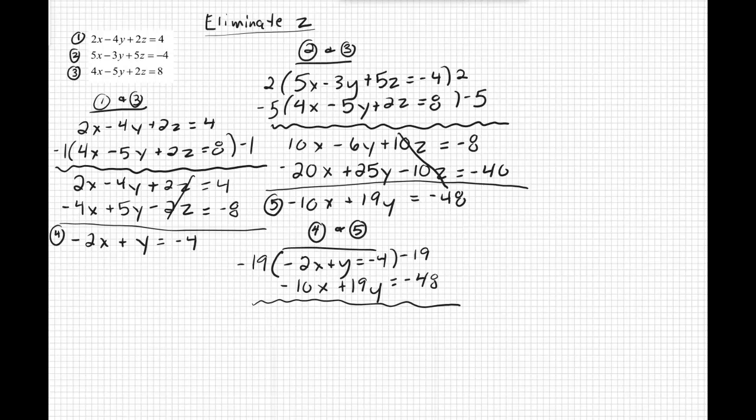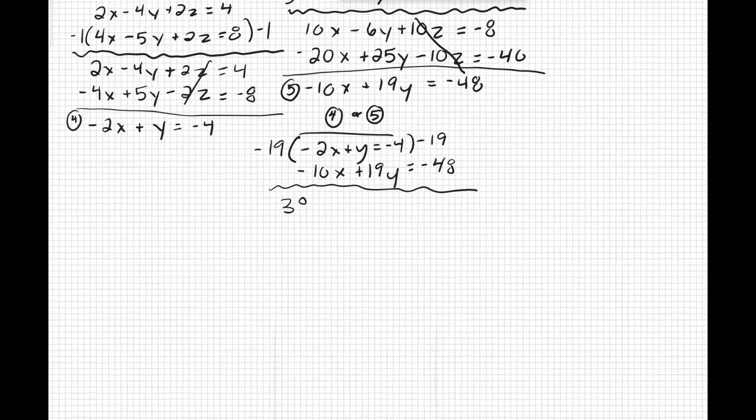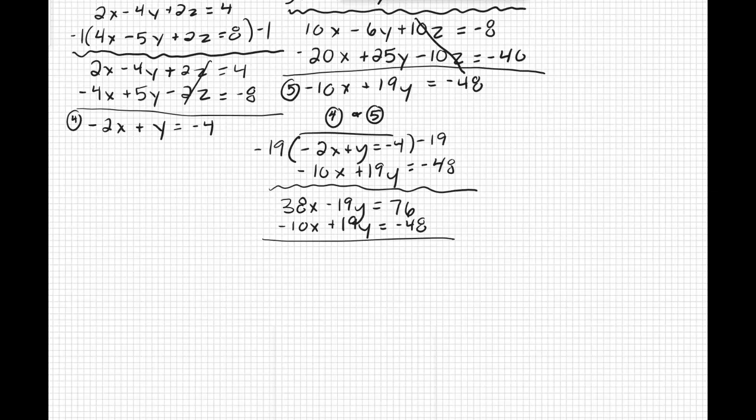That will give me 38x minus 19y equaling positive 76. Bottom equation stays as is. I have those opposites now. And I can add them together.